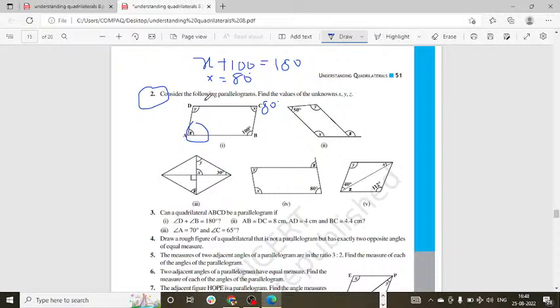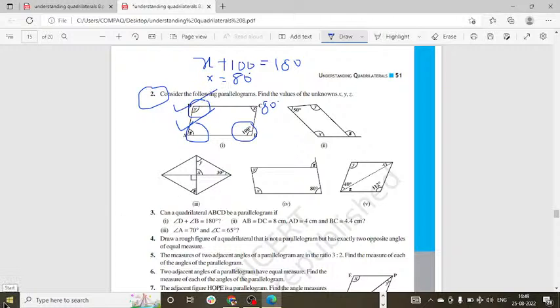Now let's move on to y. Since the value of b is 100, y will also be 100 degrees because opposite angles are equal. So I hope you are clear here. The value of y is 100, x is 80, z is also 80, and b is 100 degrees. So that was our first problem.